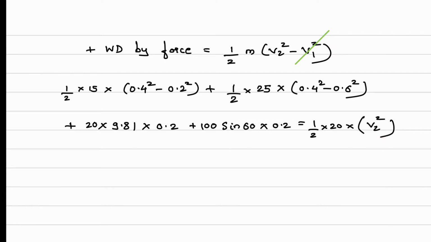So I'll write down the velocity of point 2. It is 2.344 meter per second. This is the final answer. So we'll go through the numerical again.